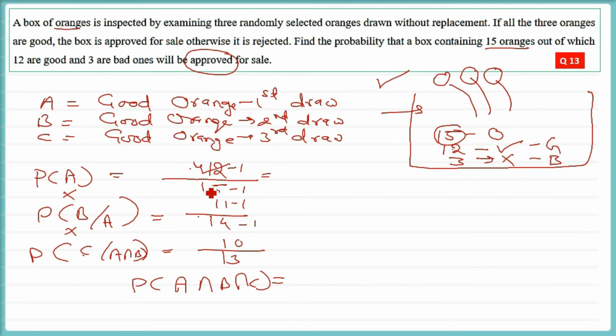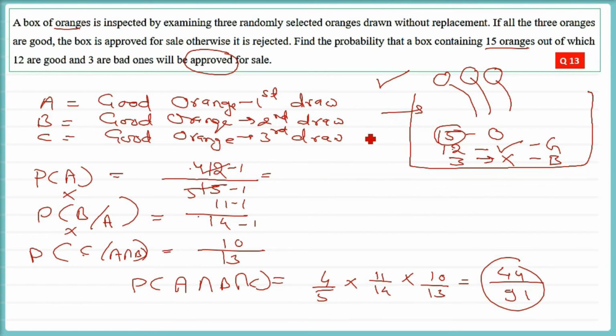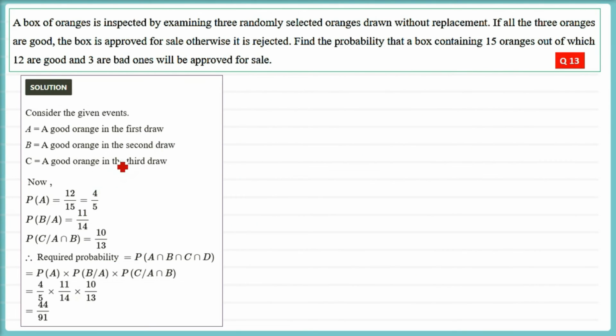So this will be 4 by 5 multiplied by 11 by 14 multiplied by 10 by 13, and this comes out to be 44 by 91. This is the probability that the box filled with oranges will be approved for sale. So this is a very simple question if you just see the solution, but it needs a lot of logic as far as the solution of probability is concerned.